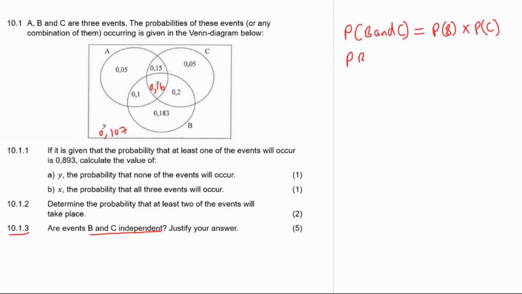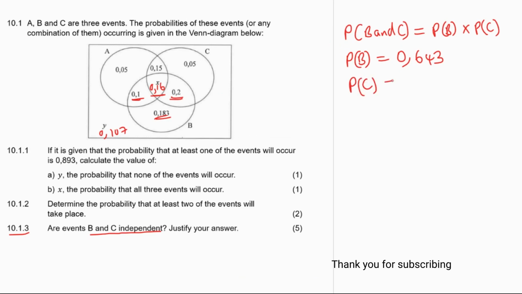Probability of B. So looking at this region, that is the probability of B there. So it's going to be 0,1 plus 0,183 plus 0,2 plus 0,16. This should give you 0,643.